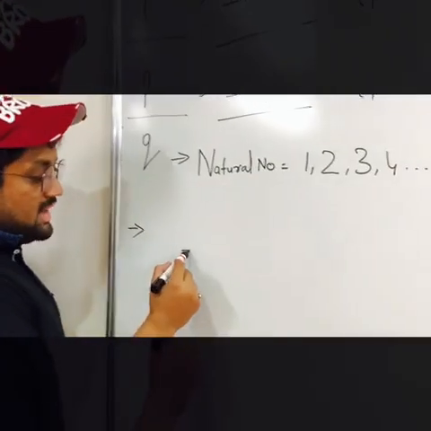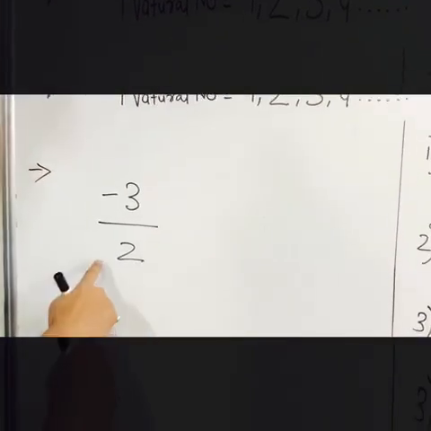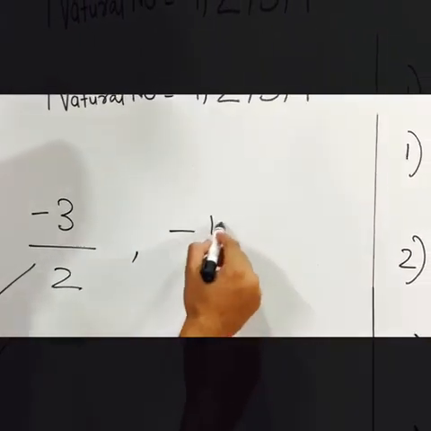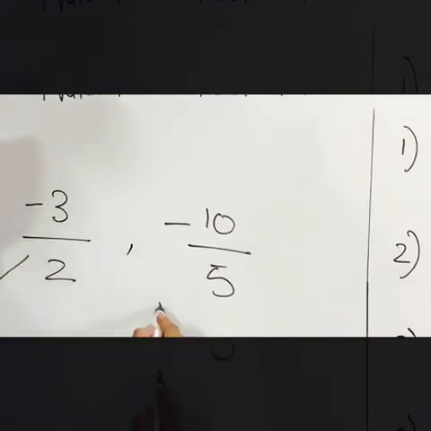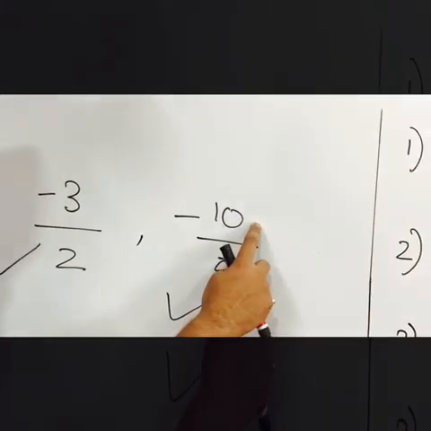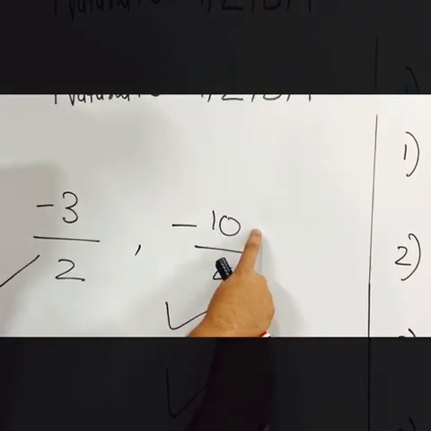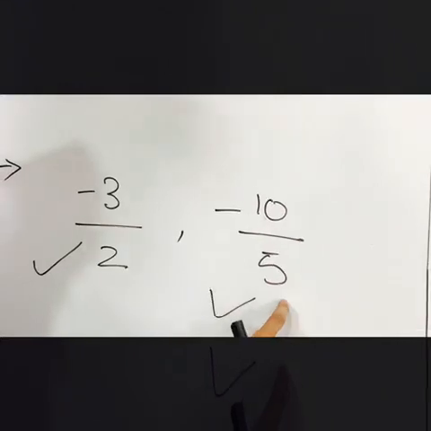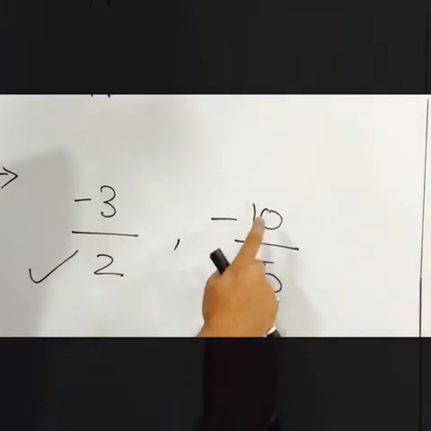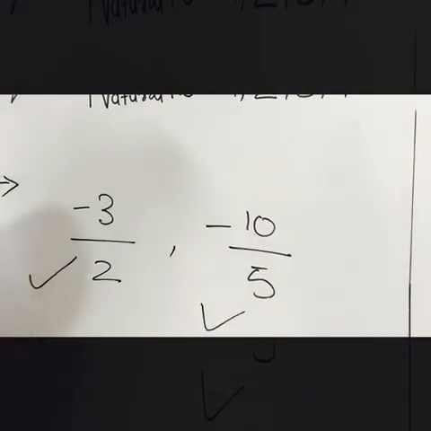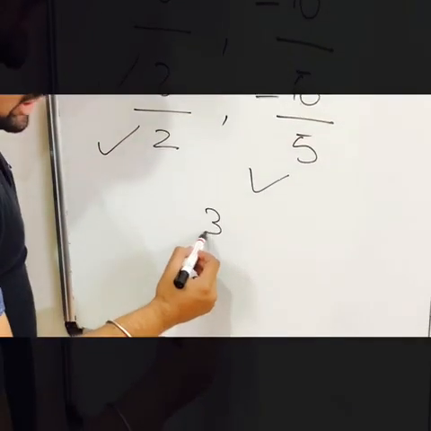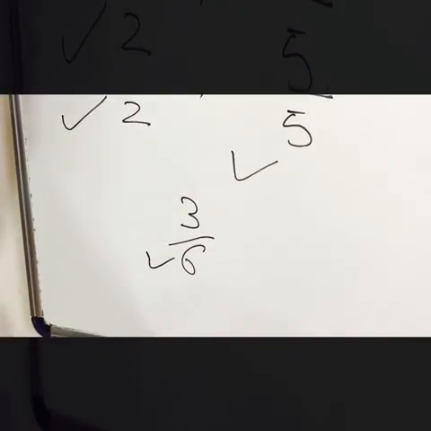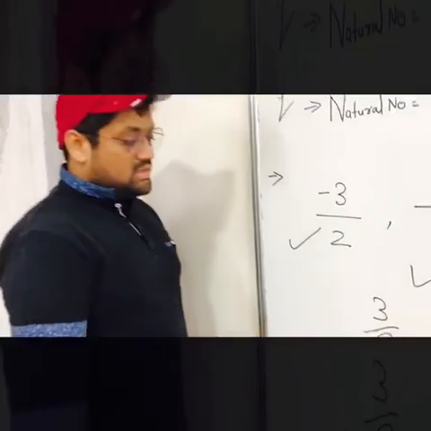If I write -3 upon 2, that means it is a rational number. Next example, -10 upon 5. This is also a rational number. Why? Because P stands for integer, and in integers negative numbers will also come. And in the denominator Q stands for natural number, and 5 is a natural number. That means it satisfies that this is a rational number. Let us move to the other example, 3 upon 6. This is also a rational number. So in this way we have studied the rational number.